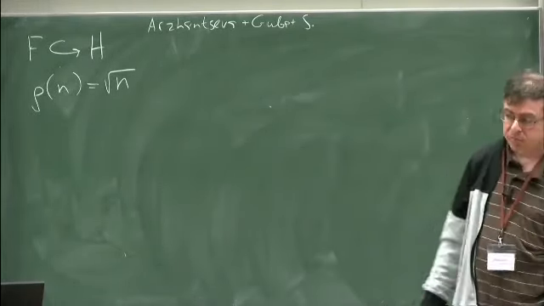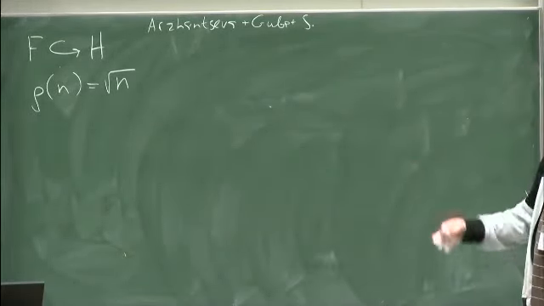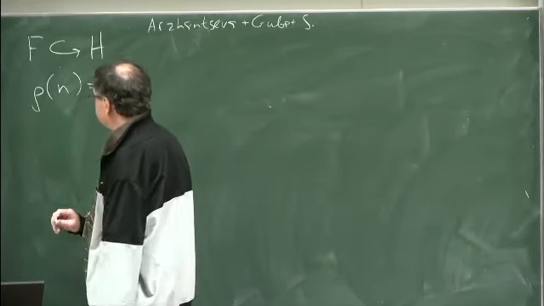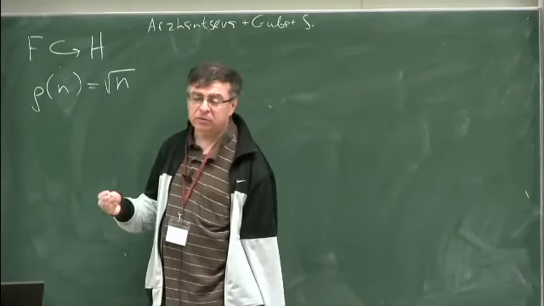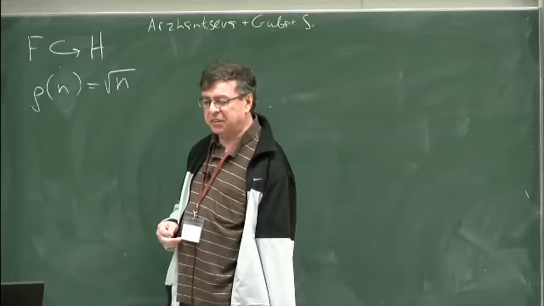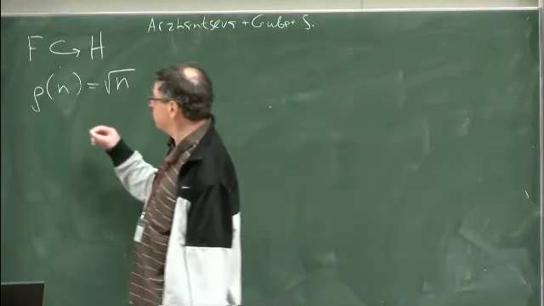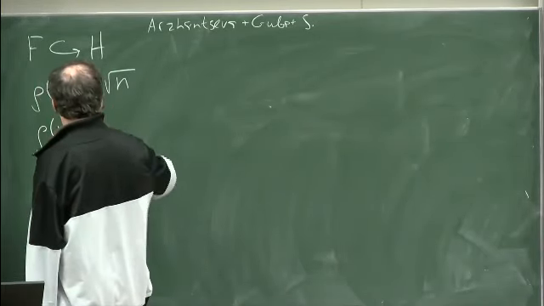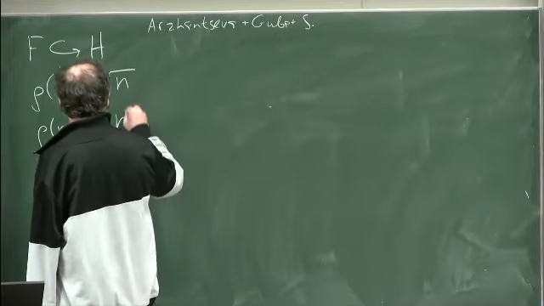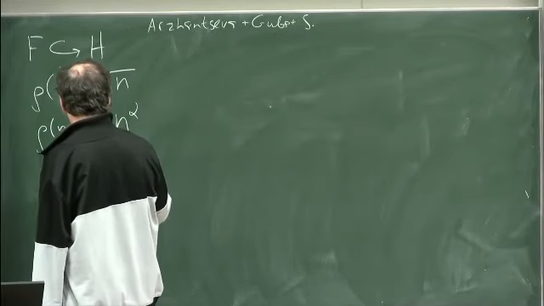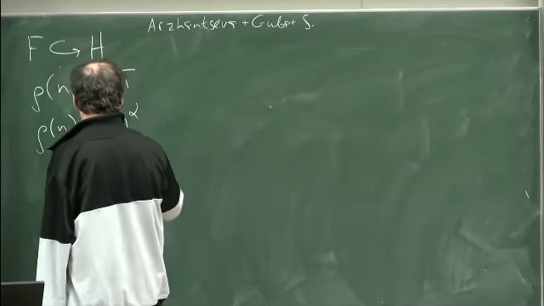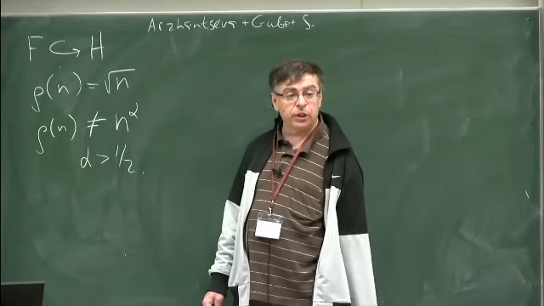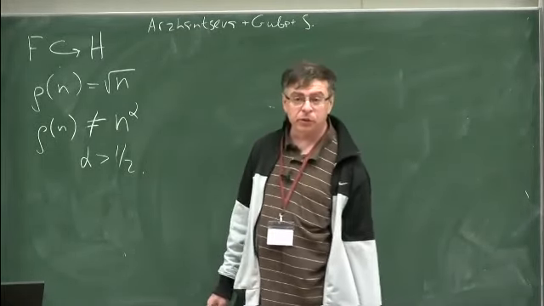Okay, so then maybe we can do a little bit more, and the answer is no. We cannot get n to the power alpha where alpha is anything bigger than 1/2. There is no such embedding with alpha greater than 1/2. Why? Let me explain why.